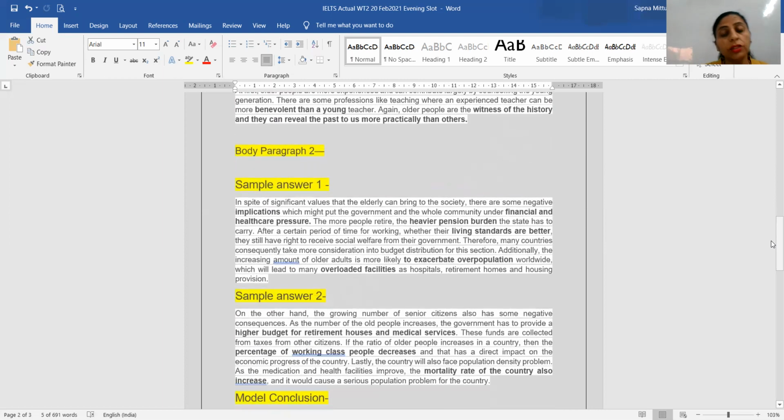Now, sample answer 2, where I have another word, that is, on the other hand. I've written there "on the other hand" for the basic students. The growing number of senior citizens: always use a different word. Elderly people, senior citizens, the persons who are experienced, you can use these. Don't write the same word again and again because this is going to deteriorate your level, and has some negative consequences. As the number of old people increases, the budget for retirement houses and medical services will also increase, definitely. The percentage of working class people decreases, and this will have a direct impact on economic progress. Then the mortality rate of the country also increases, and it will cause a serious population problem for the country. So this can be the negative side.